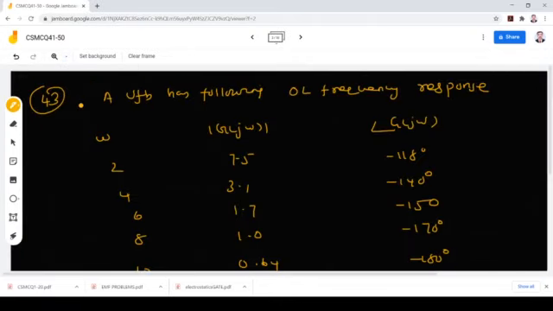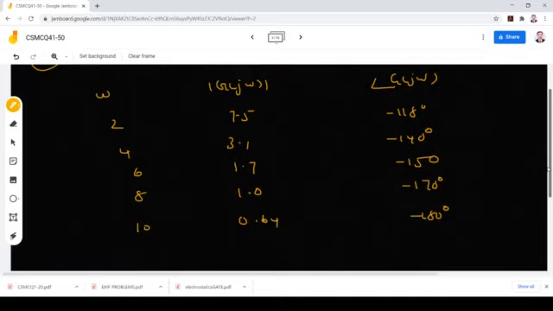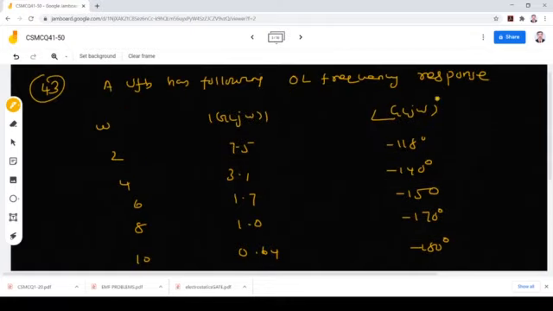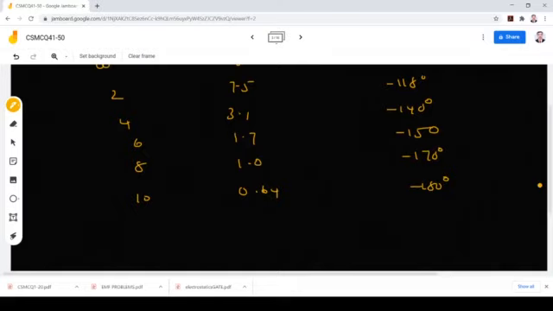So what we are going to see here, we see a unity feedback system with the following open loop frequency response. They have given the open loop frequency response. We have to find the gain margin and phase margin. So find GM and PM. First one, what is gain margin?